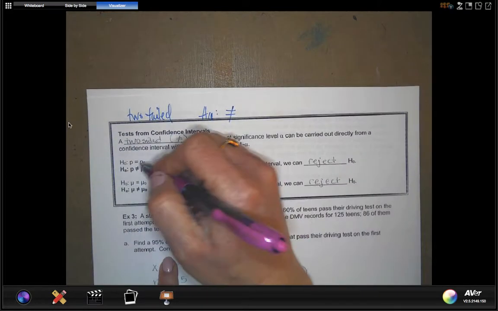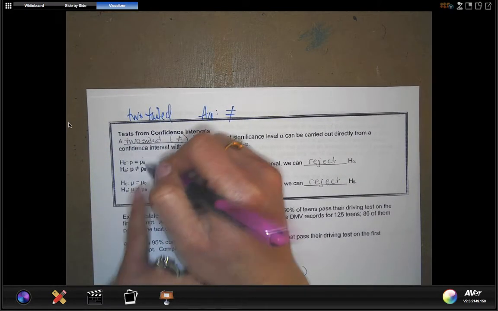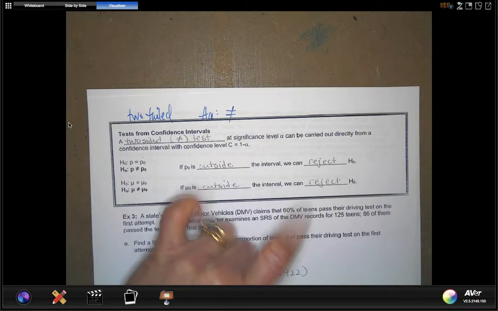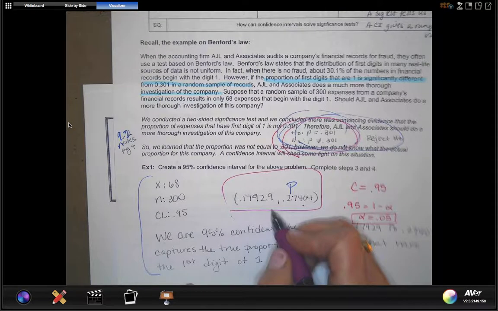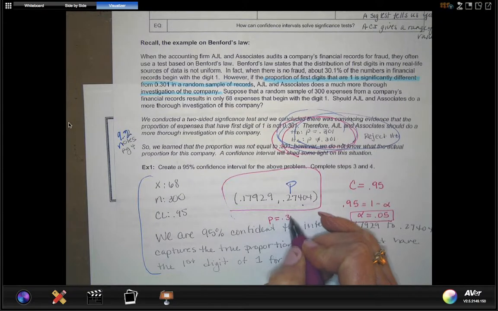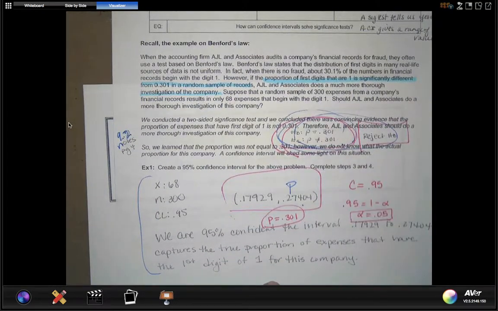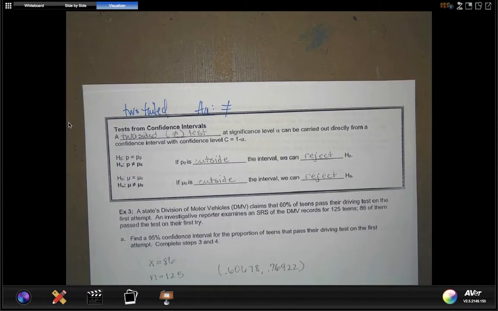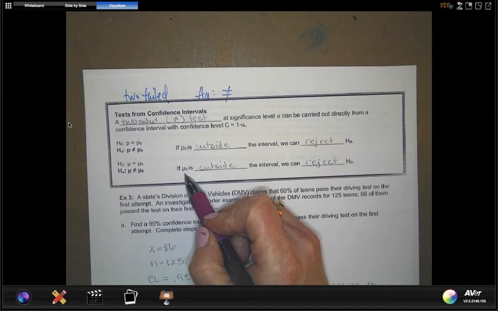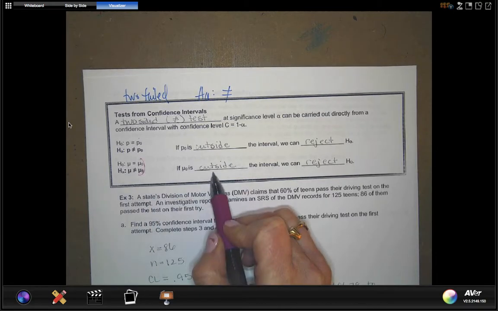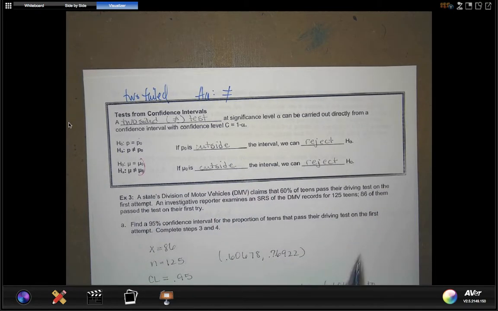This is for the proportions, so that you have that number there. So if your number is outside the interval, then we reject H0. So in this case, P equals 0.301 is outside the interval, so I can still make the conclusion to reject. If I did it for the mean, I would just look at that number. If I'm outside the interval, then I'd also reject H0.